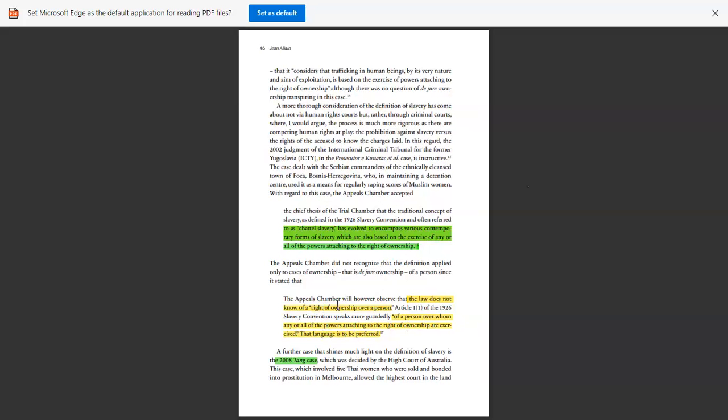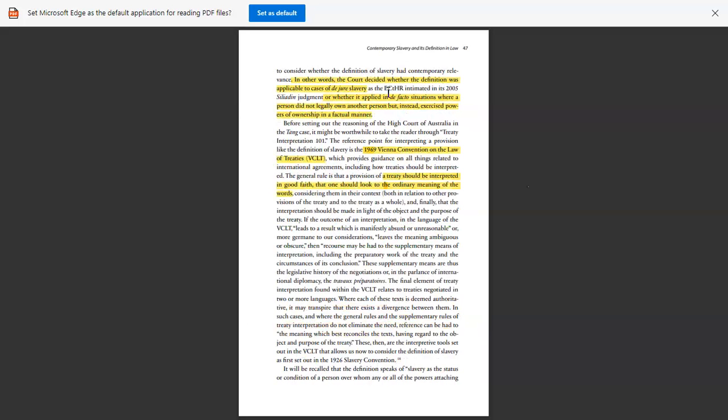They do not want you to basically use slavery as a terminology or the right of ownership. Instead, the language that they now prefer is this particular type of language. So in 2008, there was a relevant case on the definition of slavery. It's the Tang case, which was decided in the High Court of Australia. It had to do with some people that were bonded and sold. So we'll go ahead and take a look into that more.